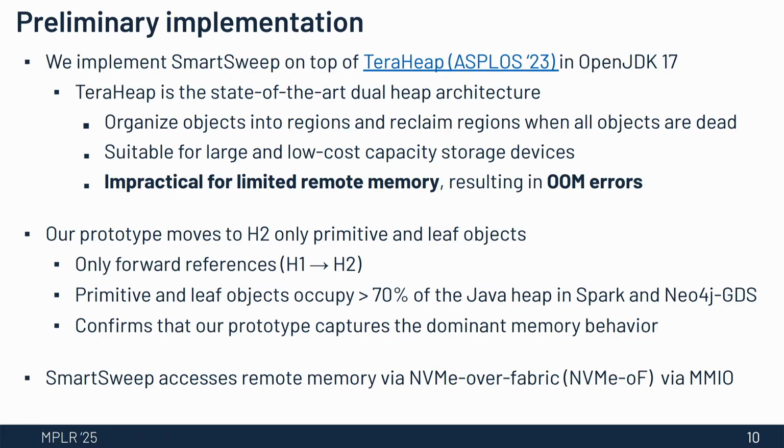These primitive and leaf objects for big data workloads occupy more than 70% of the Java heap, as we see in Spark and Neo4j, and this confirms that our prototype captures the dominant memory behavior. Also, we set SmartSweep to access remote memory via NVMe-oF and use memory-mapped I/O.